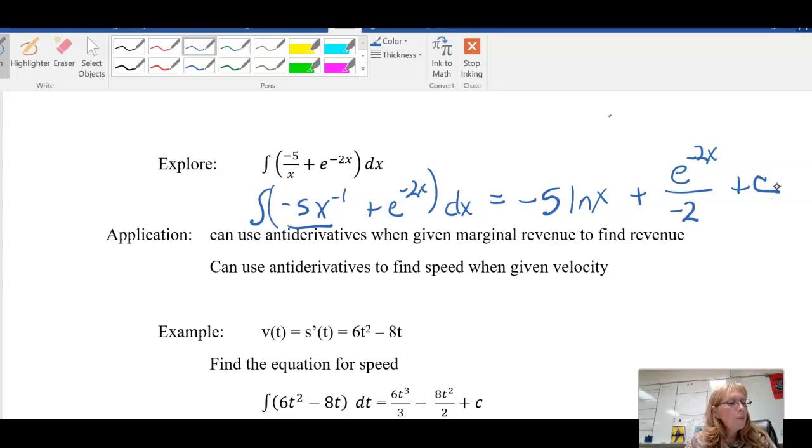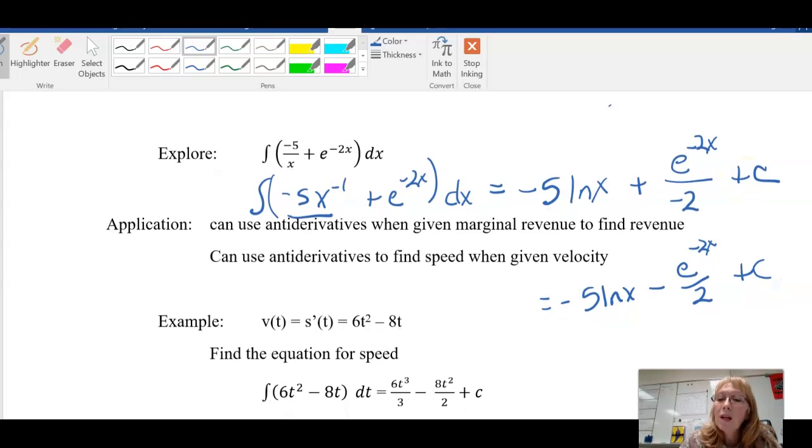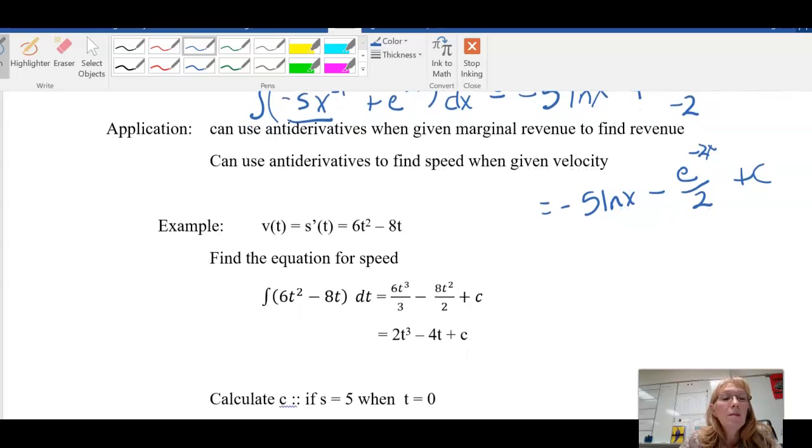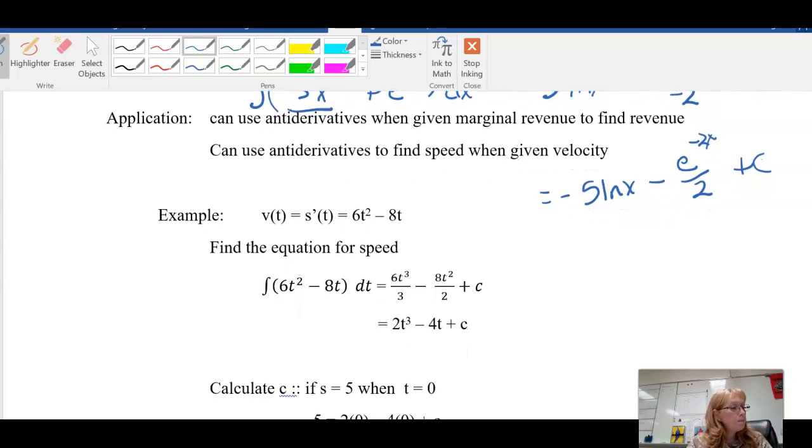I would really like you to bring the negative up here, so you rewrite this as negative 5, natural log of x, minus e to the negative 2x over 2, plus c, but I will take both answers, they are both correct. I just want to make sure you're keeping track of your negative signs. Okay, application.